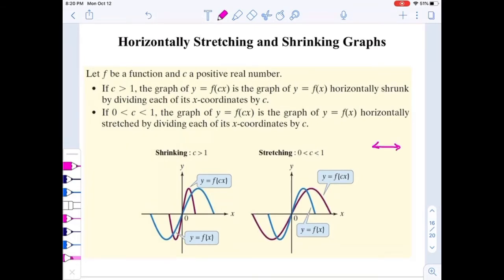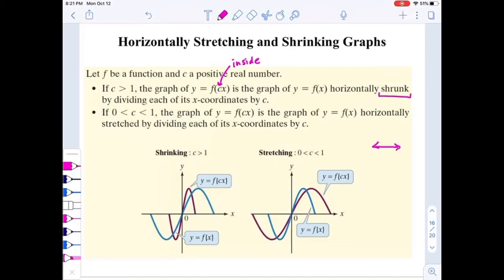Now this one says, let f be a function and c a positive real number. If c is greater than 1, then the graph of y equals f of c of x. Notice the c is now on the inside. And if you remember what we talked about, inside is taking it left and right, where the outside was taking it up and down. So if c is greater than 1, it's the graph of y equals f of x horizontally shrunk.